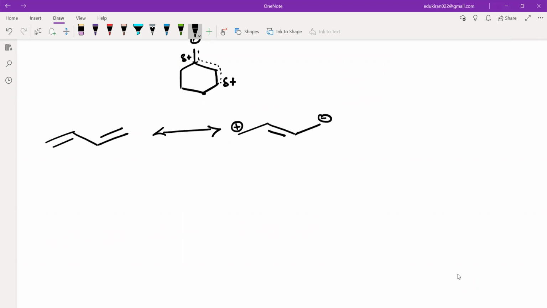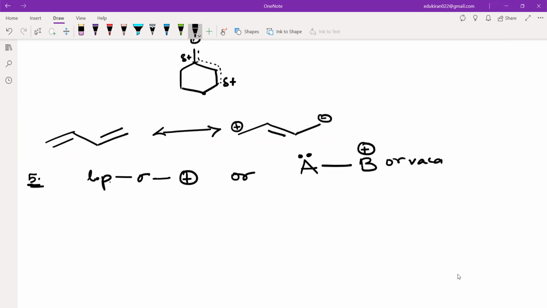So let us write the fifth case, in which we have a lone pair, then a sigma bond, and then a positive charge. Or we can write this as A with a lone pair, a sigma bond, and a B atom with a positive charge. So it can also have a positive charge, or it can also have a vacant orbital.